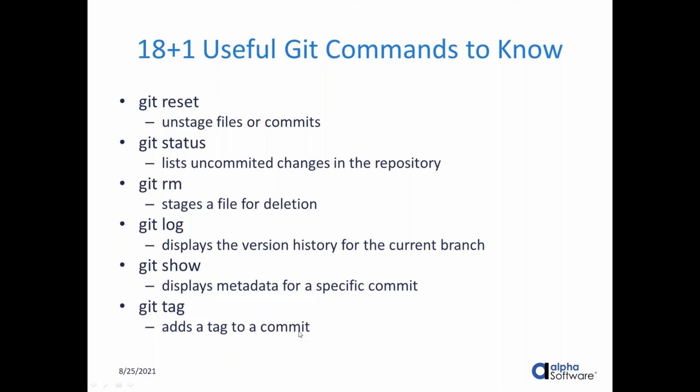Tag is nice if you are using Git and you want to say, this is the version of all the files that we've released to the customer as version 1.6. You can use tag to put a tag on all the files at that point in time as 1.6, so you know exactly what files were included in that launch.